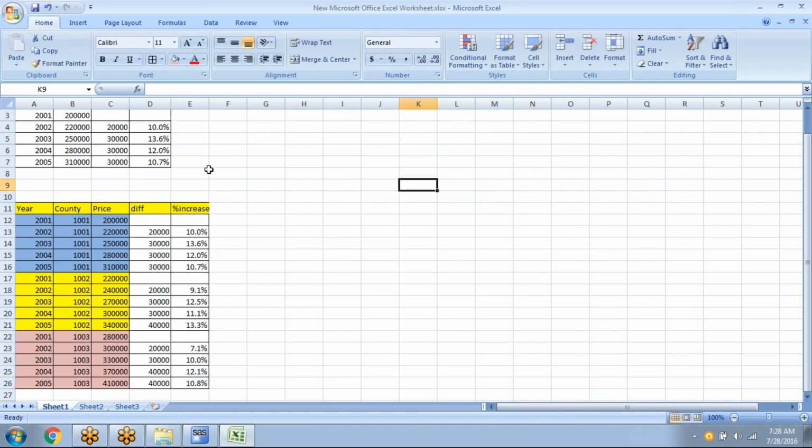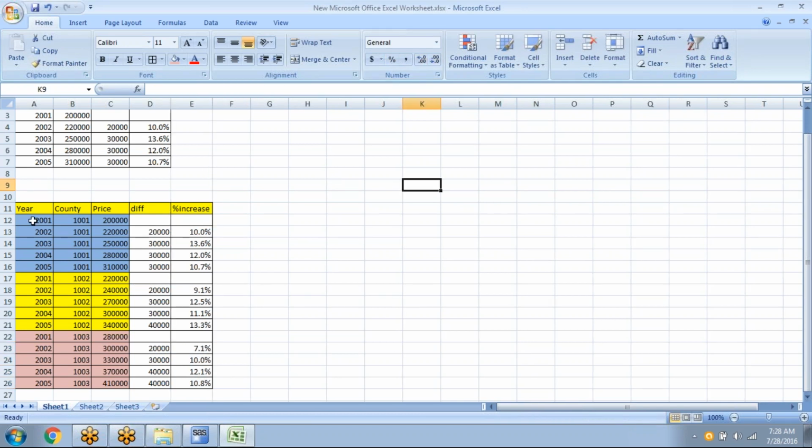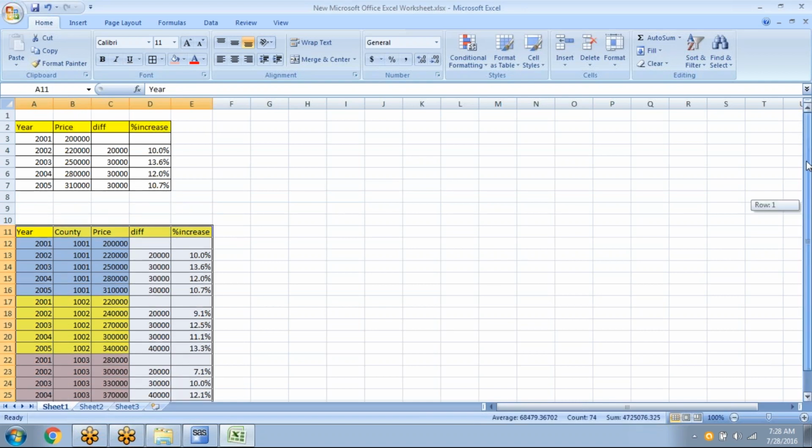Okay, this is how I need to calculate. So here across each county, I would like to calculate the difference as well as percentage increase. So this can be one scenario where you need to calculate, or it can be in real time.